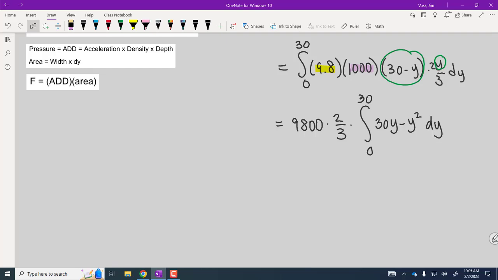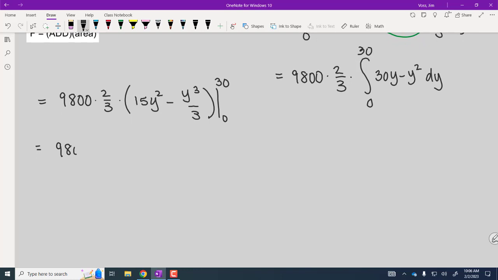Let's come over here, and let's just leave those constants alone for the moment, since 9800 is not divisible by 3. So this will be 15y squared minus y cubed over 3 from 0 up to 30. And then we'll plug in the 30. So we're going to get 15 multiplied by 900 minus, I'm going to write it this way. I'm going to take 2 of the 30s and multiply them together to get 900 and then leave one of them out in front.